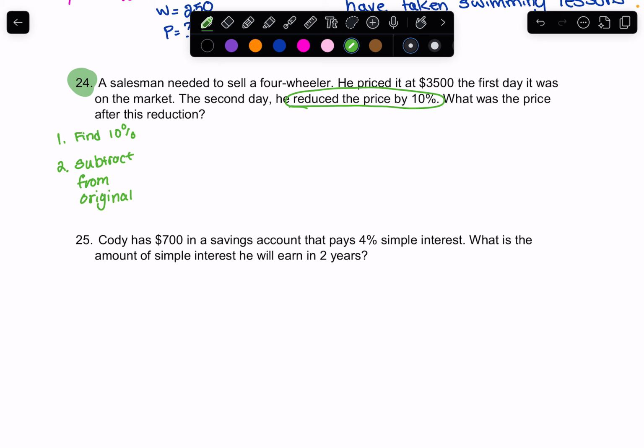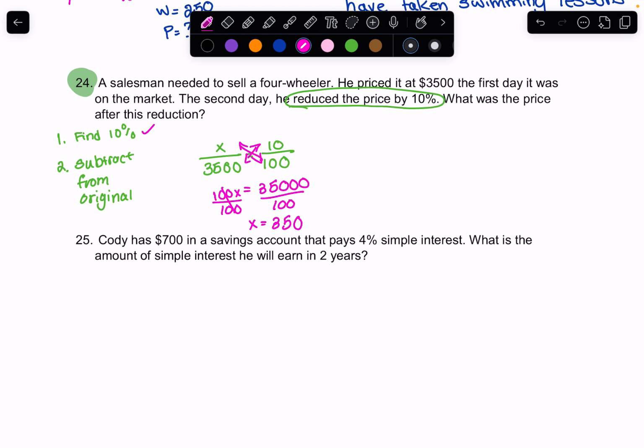So if the original price was $3,500, I'm trying to find the sale amount, which is 10%, so 10 out of 100. Cross multiply, 100x equals 35,000, divide by 100, and we get that x is equal to $350.